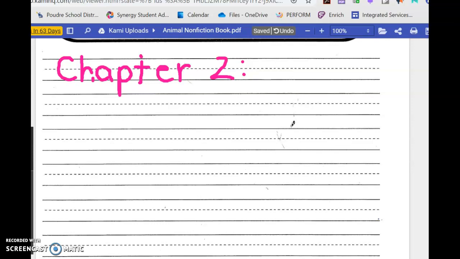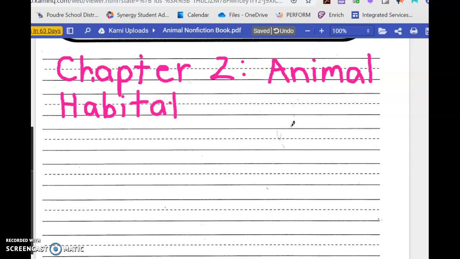Next is animal, capital A, dive down N, dive down I, dive down M, magic C, A, dive down L. Animal habitat, capital H, magic C, A, dive down B, dive down I, dive down T, magic C, A, dive down T.